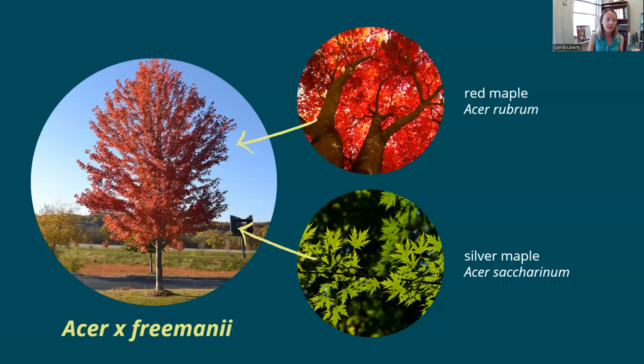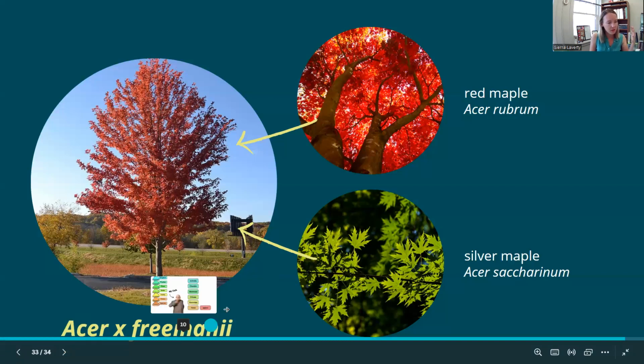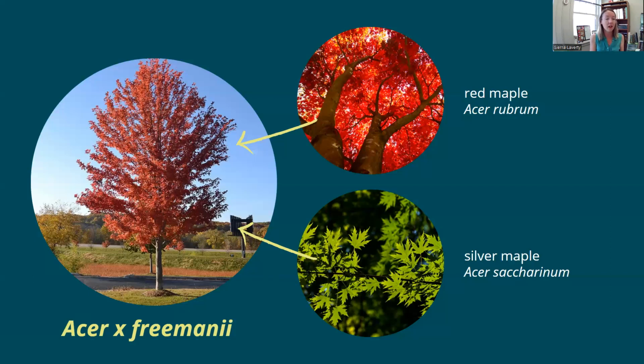So when we have these crosses that happen, what you'll see is a little X between the two, and that means that this is a hybrid. So this is a hybrid between Acer rubrum and Acer saccharinum. Still got the same genus Acer, and with this new species named freemanii, that means that a lot of times when you take seeds off of this hybrid, they may not come true to type.